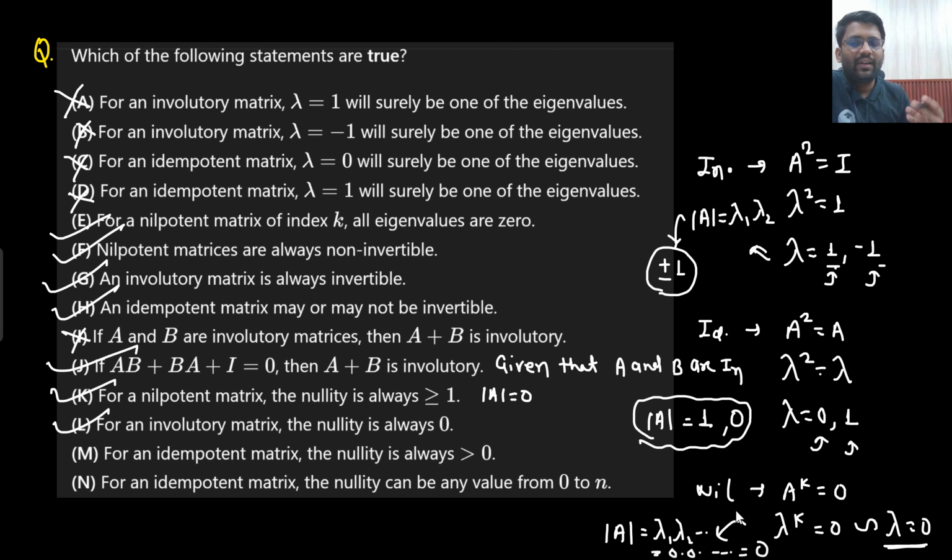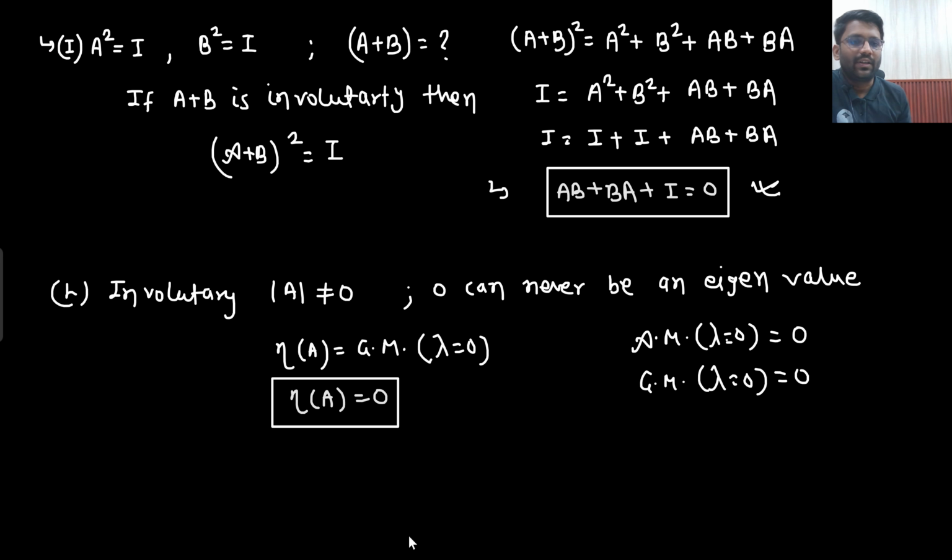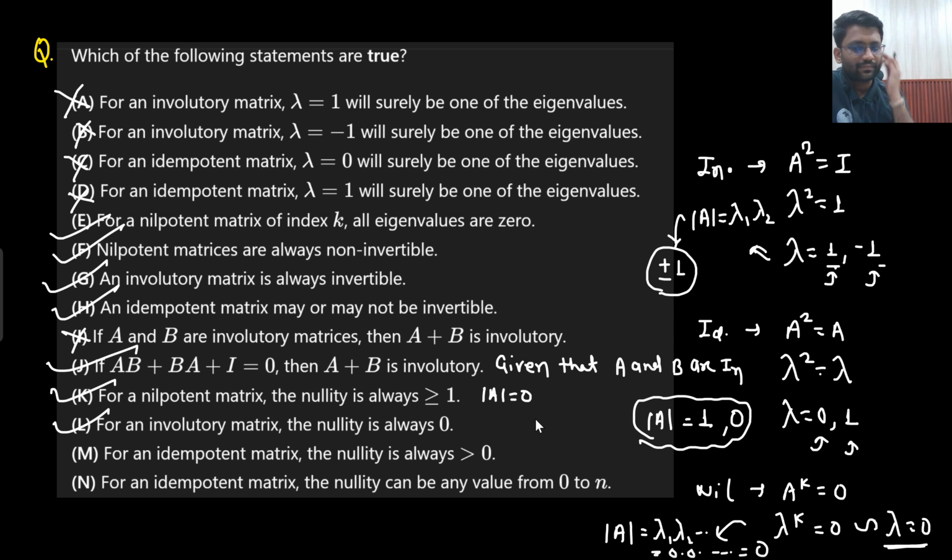Understandable, no? Because if nullity is greater than or equal to 1, that means the determinant would be 0 only. If the determinant is non-zero, then from here only you can comment that nullity is equal to 0. Because if nullity is non-zero, what does that mean? It is not a full rank matrix. If it is not a full rank matrix, then the determinant would be 0. But the determinant is non-zero, that means it is a full rank matrix. And if it is a full rank matrix, that means nullity is 0. So statement L is also true.